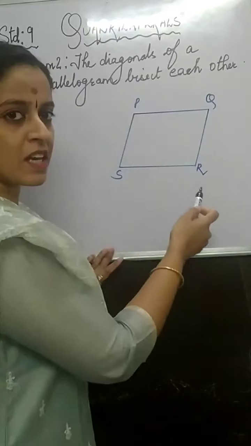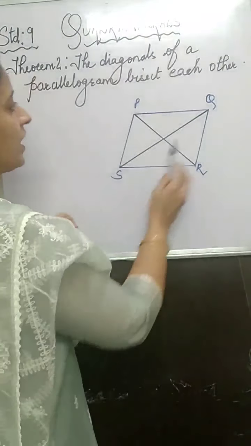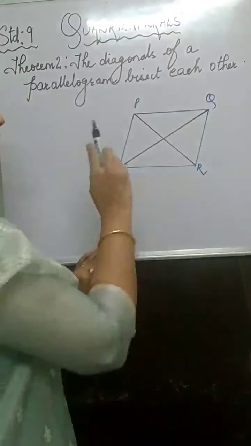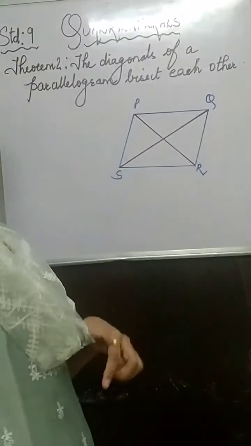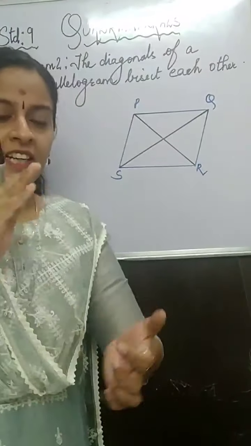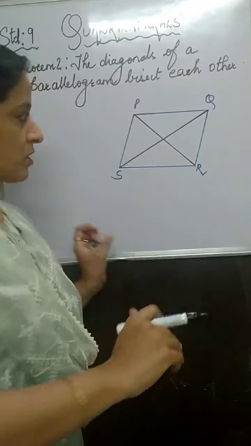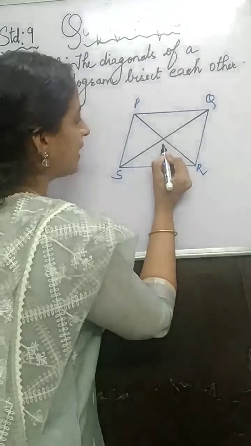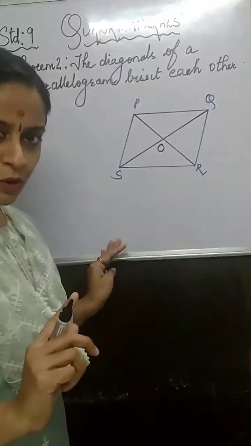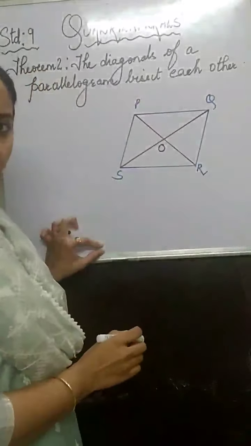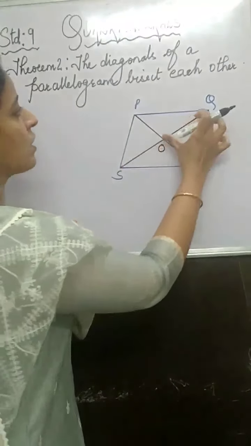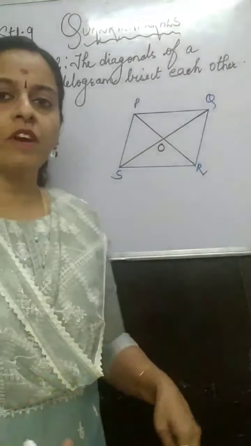So the diagonal is missing here. Let us show the diagonals. I have drawn diagonal PR and diagonal QS. We have to prove that these diagonals bisect each other. Now, bisect means what? Dividing into equal parts. Okay, so these diagonals intersect. Let them intersect at point O. Now we have to prove that PO is equal to OR and OS is equal to OQ. This is what we have to prove.